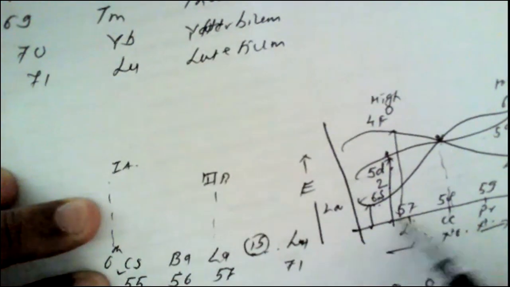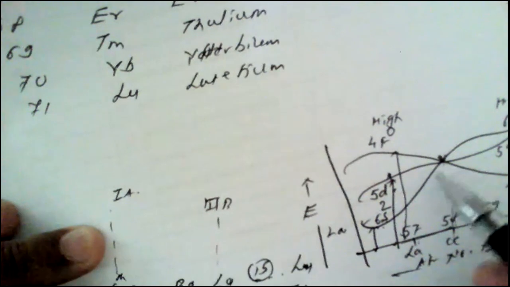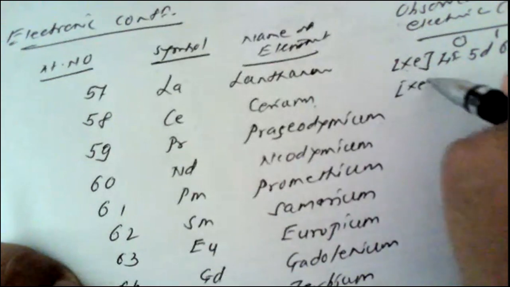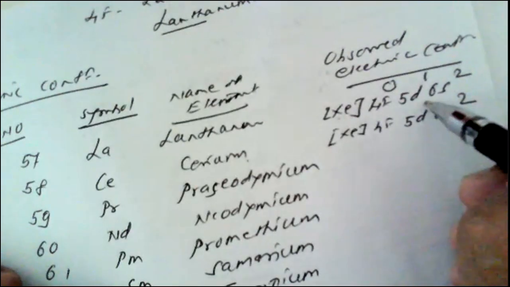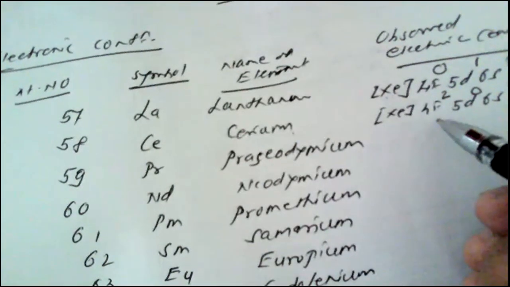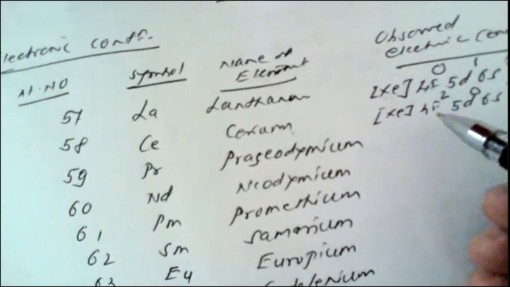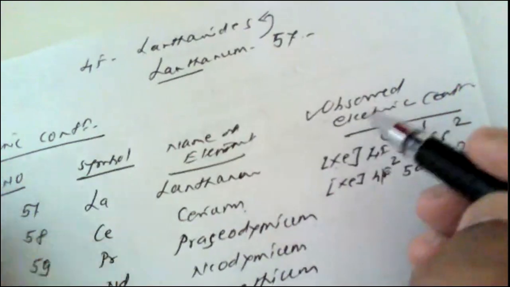Now, if we move one step further at cerium, what will happen? Here at cerium, almost all the three energy levels have equal energy content. So for this purpose, I can write the electronic configuration as 6s2, then 5d0 and 4f2, because here both the incoming electrons enter the 4f2 orbital. In some books, you may find 5d1 and 4f2, but I have written purposefully here the observed electronic configuration. So this is the observed electronic configuration.